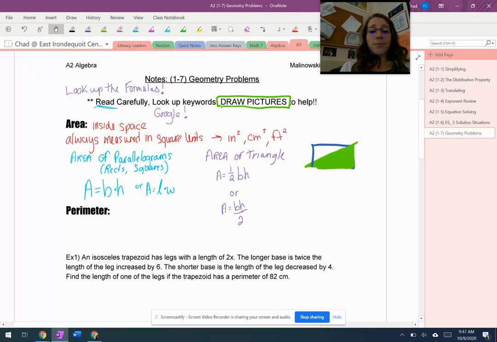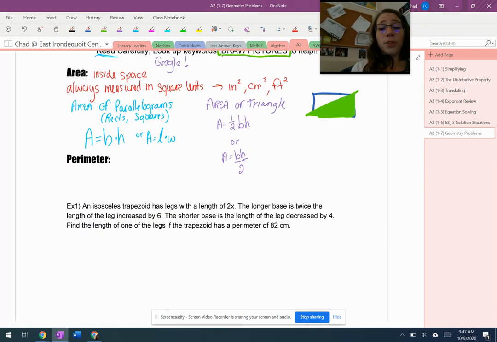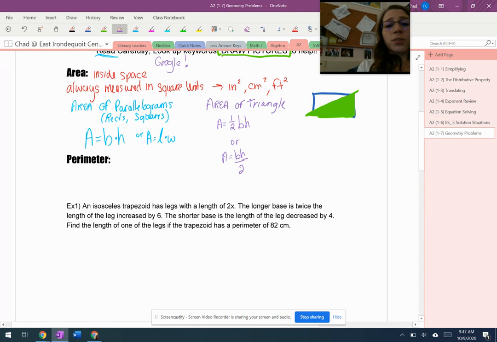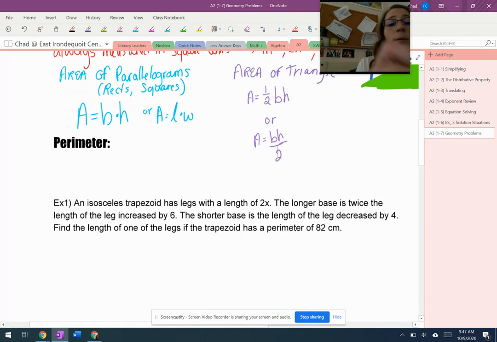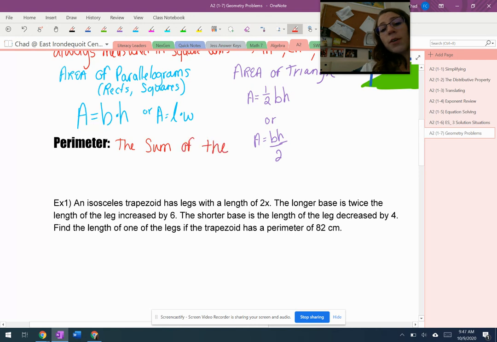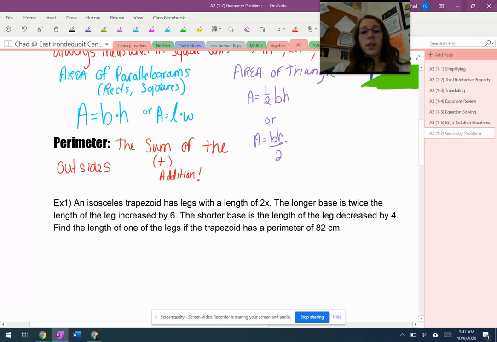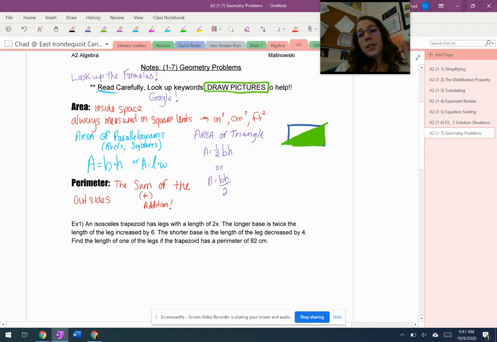So that's area. Next up is our perimeter. Perimeter, not to be confused with area. Area, remember, is that inside space. Perimeter is the sum of the outsides. And when we say sum, of course, we mean addition. All right, so stay tuned for some examples.